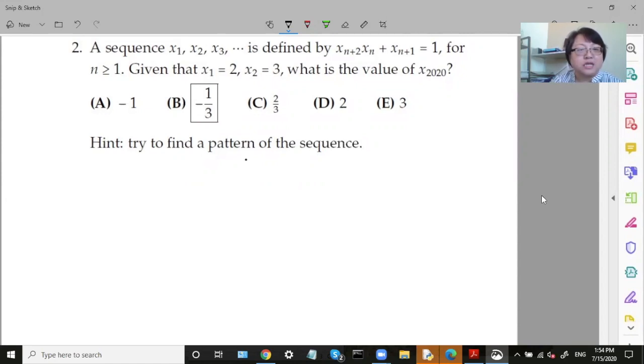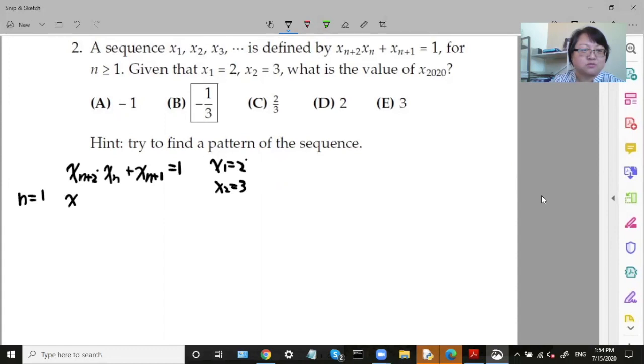Okay, so this sequence is defined by x(n+2) times (x(n) plus x(n+1)) equals 1. Let's try to solve several terms. Of course, we know x1 equals 2 and x2 equals 3 already. So let's solve for x3. With n equals 1, we have x3 times (x1 plus x2) equals 1. So we plug in: x3 times (2 plus 3) equals 1. So we got x3 equals 1 over 5.